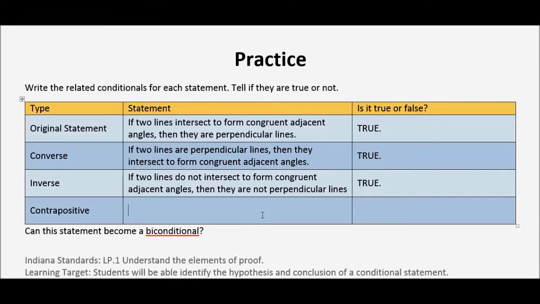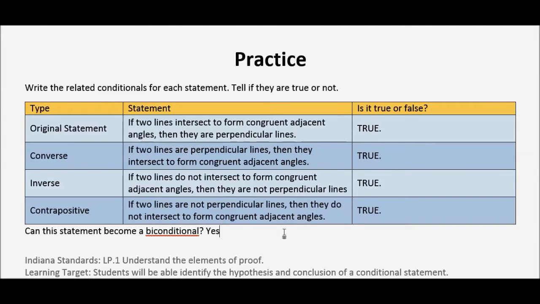The contrapositive will be if two lines are not perpendicular lines, then they do not intersect to form congruent adjacent angles. Because if they did, then the original statement would be false. So that would be bad. All right, so this is true. So can this be a biconditional? Yes, it can. It would be two lines intersect to form congruent adjacent angles if and only if they are perpendicular lines.